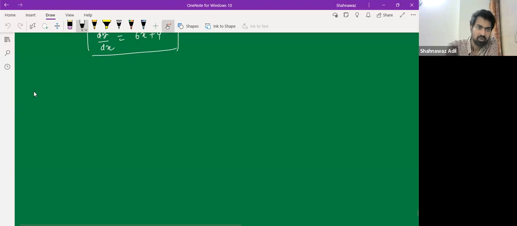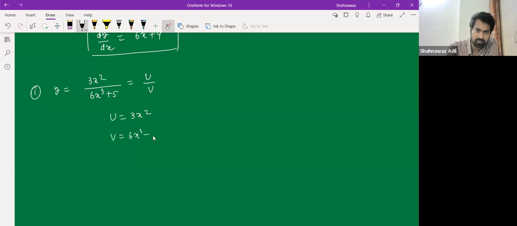Yeah. So what was the first question, Akib? Can you tell me? Yes, sir. y is equal to 3x square divided by 6x cube plus 5. So you can see that this is u by v, right? Yes, sir. So let us write u equals 3x square and v equals 6x cube plus 5, right?